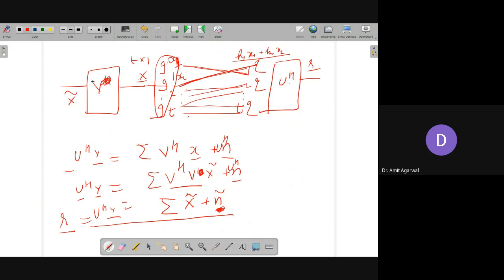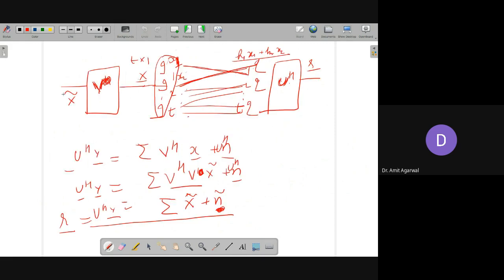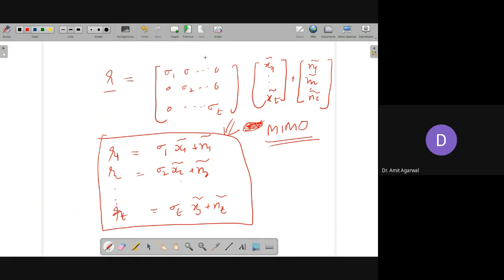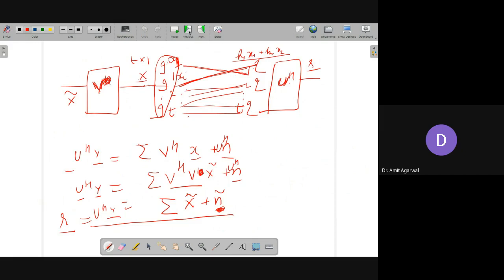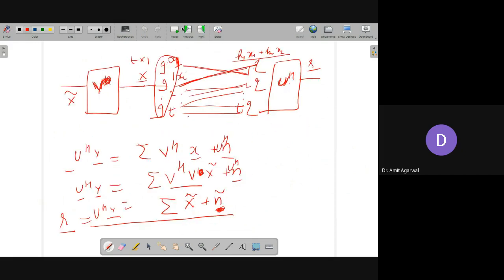But if we pre-process at the transmitter and post-process at the receiver, we have extracted the x1, x2, x3 separately. Otherwise, we would have received a mixture of all these x's at each antenna. So the concept of SVD is used here in the MIMO setup in order to convert a MIMO system into parallel streams of SISO setups. Now is it clear? If there is any doubt, you can ask.